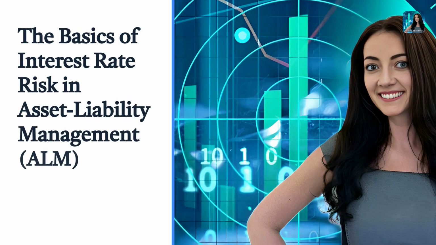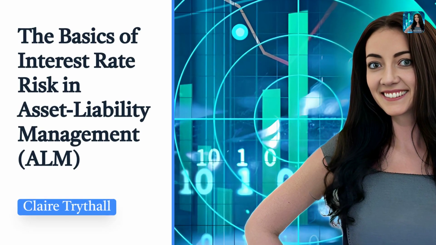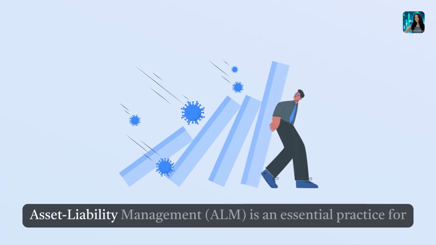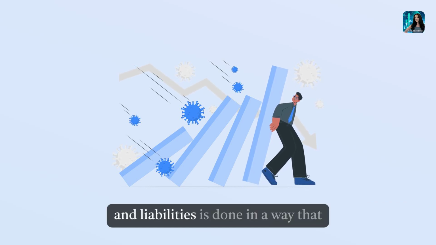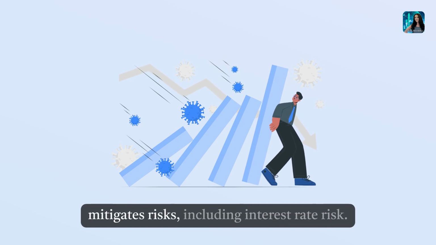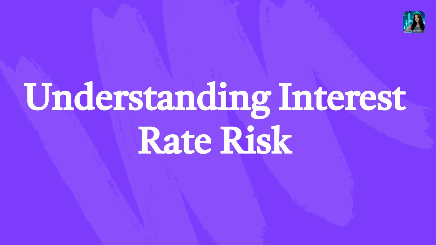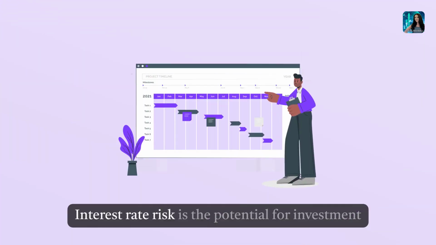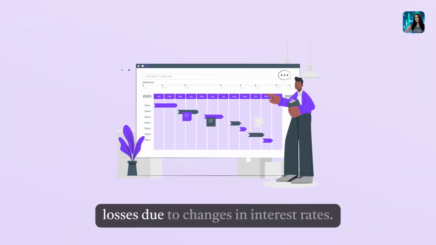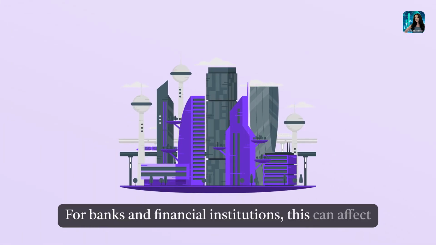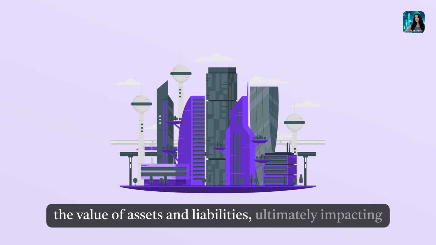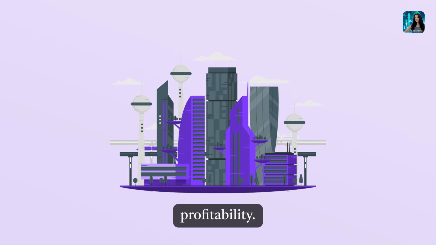The basics of interest rate risk in Asset-Liability Management, ALM. Asset-Liability Management, ALM, is an essential practice for financial institutions, ensuring that the management of assets and liabilities is done in a way that mitigates risks, including interest rate risk. Understanding interest rate risk. Interest rate risk is the potential for investment losses due to changes in interest rates. For banks and financial institutions, this can affect the value of assets and liabilities, ultimately impacting profitability.